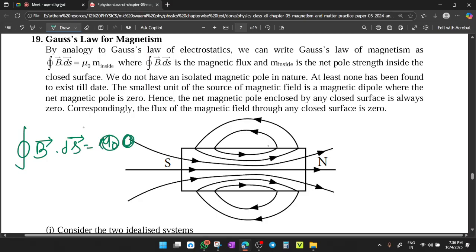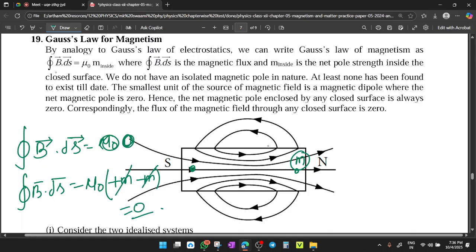Why? If you take B dot ds equals mu naught into M inside, there are two poles. If you take north as a plus M and south as a minus M, then they will cancel out and it is equal to 0. So this statement is supposed to be true or incorrect? This is fine. Mu naught into M inside, because M inside becomes 0. Where B dot ds is the magnetic flux, M inside is the net dipole strength inside the closed surface. We do not have any isolated magnetic pole in nature. At least none has been found to exist till date.